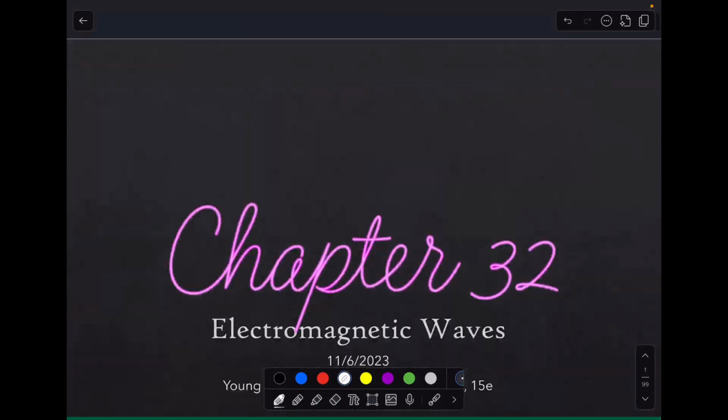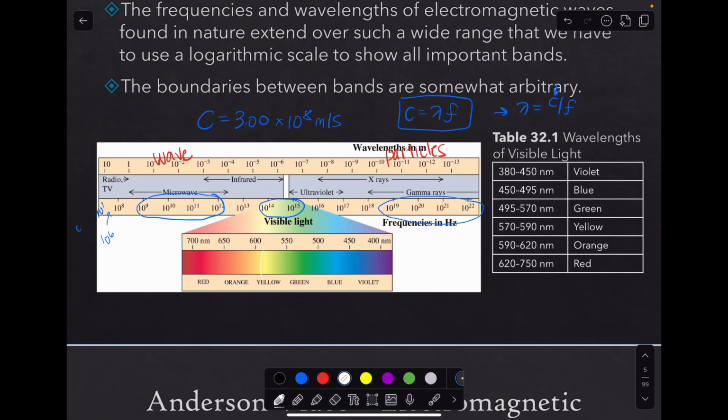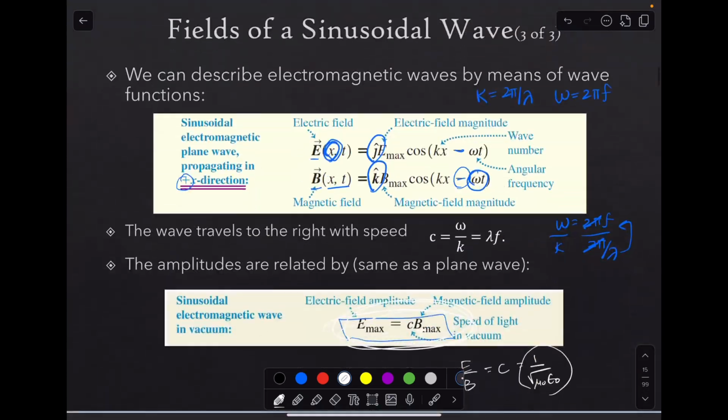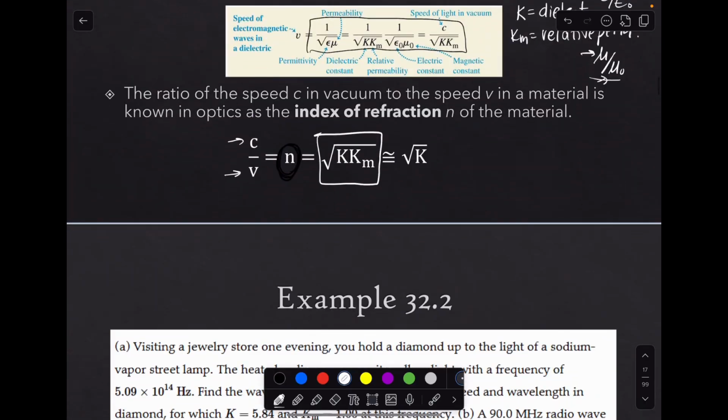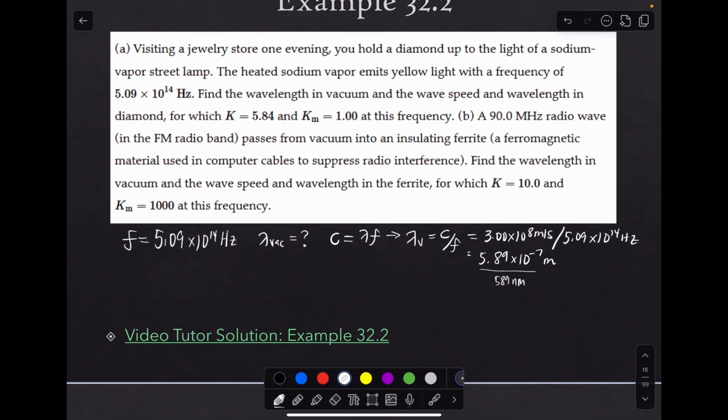Sorry to close your eyes while I scroll quickly. There we go, right? Yellow, between 550 and 600. So that's yellow light. And there we go. Now, what color is it when it's in diamond?